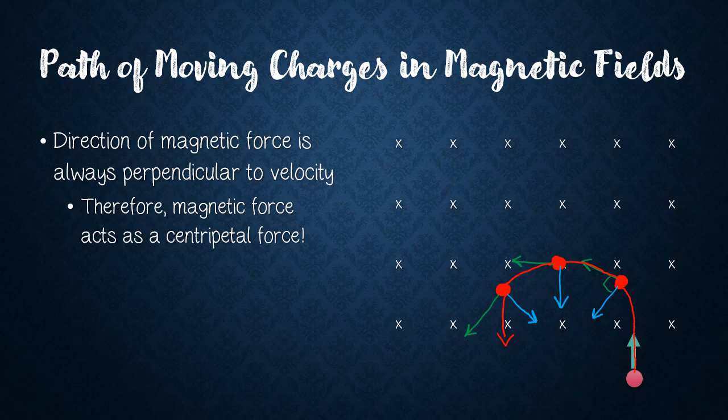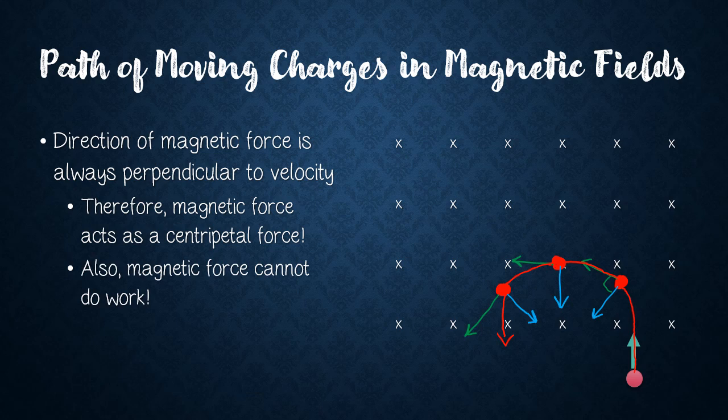Any charged particle moving in a magnetic field is going to move in a circular path. That path may not be a complete circle. It could be a quarter of a circle, a half of a circle, 3/4 of a circle, or anywhere in between, depending on how far that magnetic field extends. But we can use our knowledge of circular path and circular motion and centripetal force as we are analyzing the path of a moving charged particle in a magnetic field.